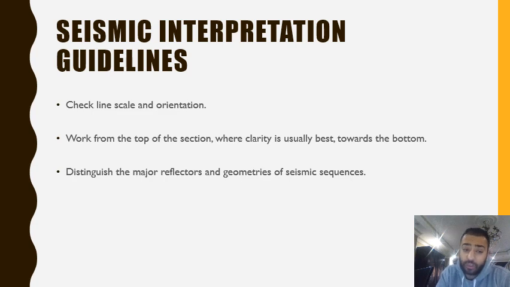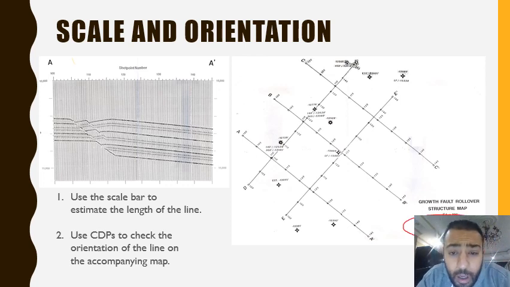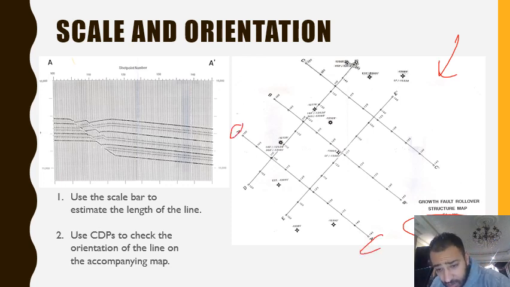Seismic interpretation guidelines. First of all, you need to check line scale and orientation. Number two, work from the top of the section where the clarity is usually best, because the resolution is higher. Number three, distinguish the major reflectors and geometries of seismic sequences. Okay, I will hide my picture. In our project, we have a scale bar at the end of the map, and this picture represents the base map of the sections or of the field. We need to know the orientation of the line on the map and on the sections. We can use the name of the line if it exists, like AA dash, or look at the shot points and see how they increase from 100 to 145. You have to know the orientation of our section from here, 100 and 140.